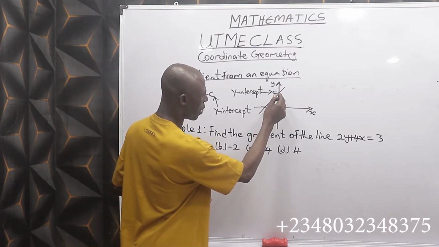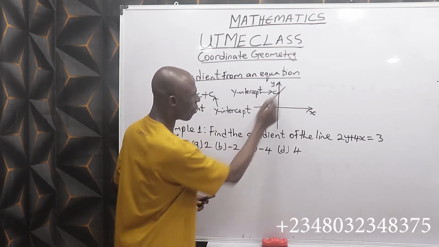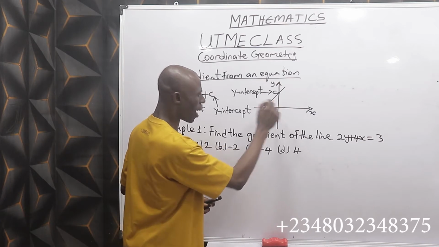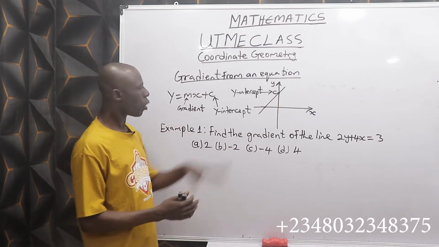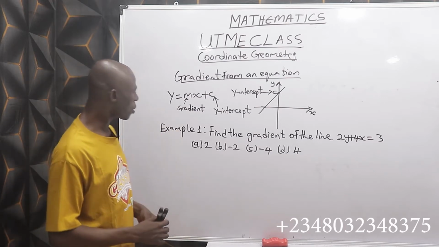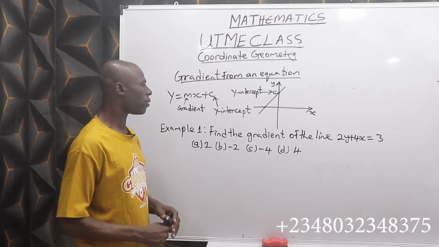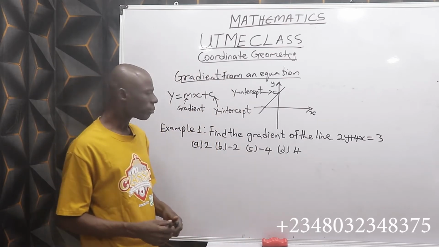This is the place I name C. That point where the graph cuts across y-axis is where we refer to as y-intercept on graph. Example 1. Let's see how it goes. Find the gradient of the line 2y plus 4x equals 3.